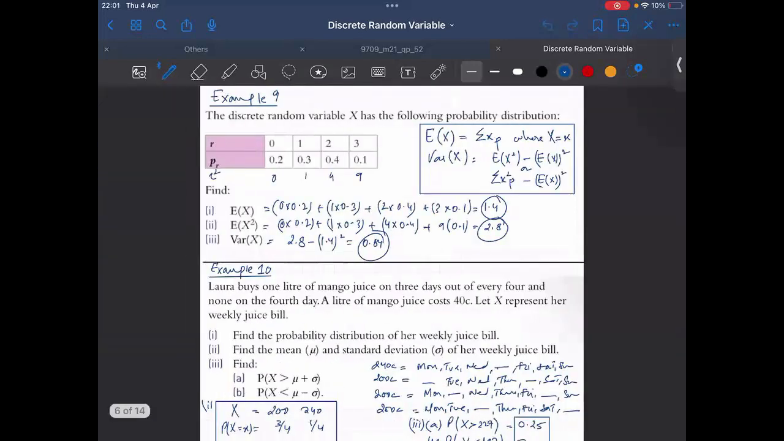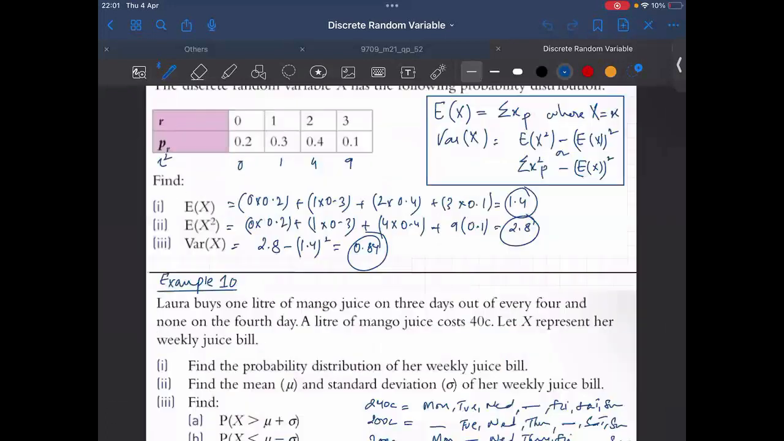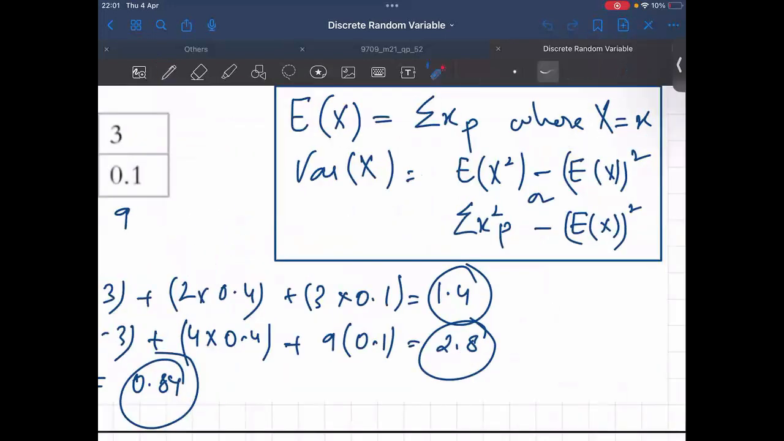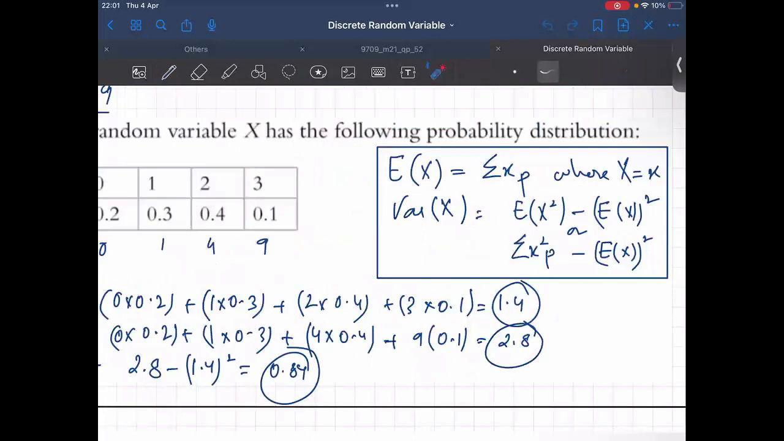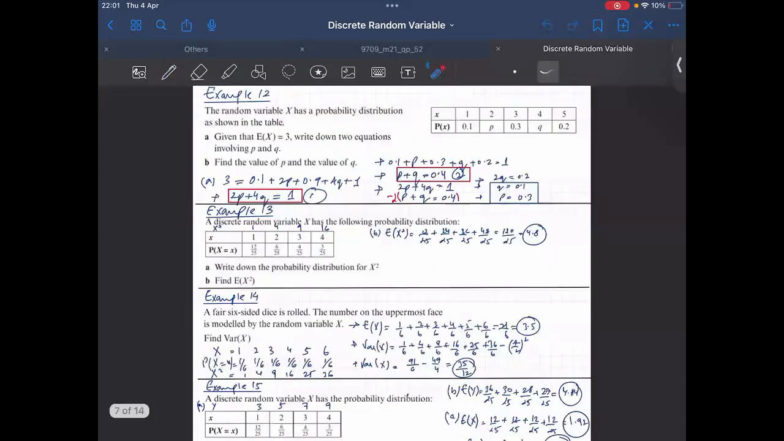Here we have the formula. X square times p minus square of mean. That's how you're going to do.